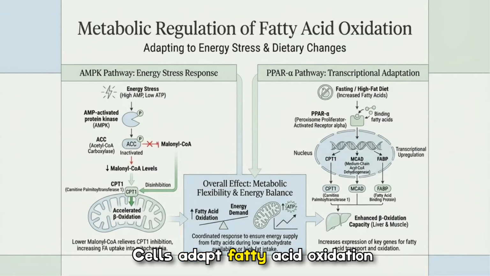Cells adapt fatty acid oxidation through rapid signaling and slower transcriptional programs. Energy stress activates AMPK, which lowers malonyl-CoA and relieves CPT1 inhibition to boost uptake and oxidation, while PPAR-alpha drives expression of transport and oxidation genes during fasting or high-fat intake, together enabling metabolic flexibility in response to diet and energy demand.